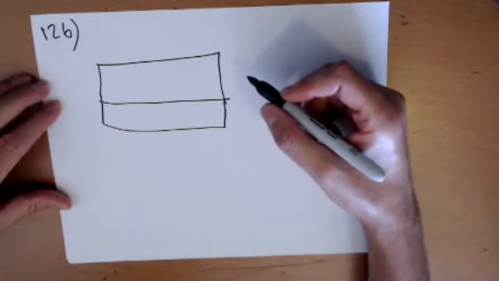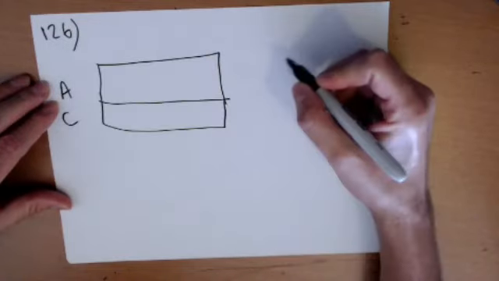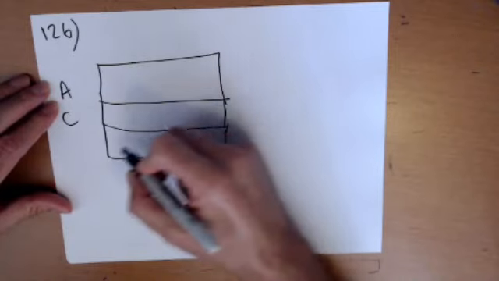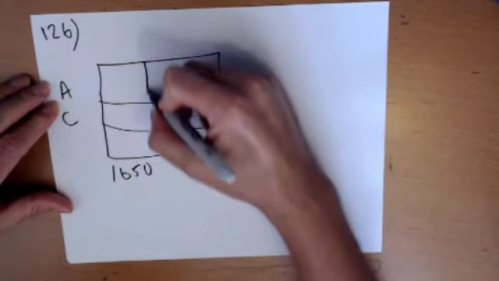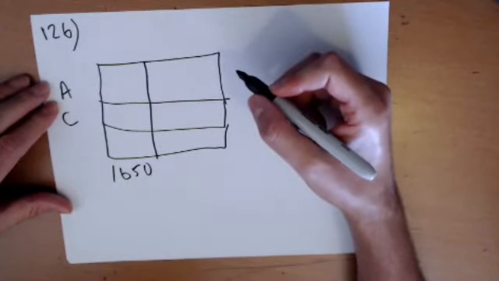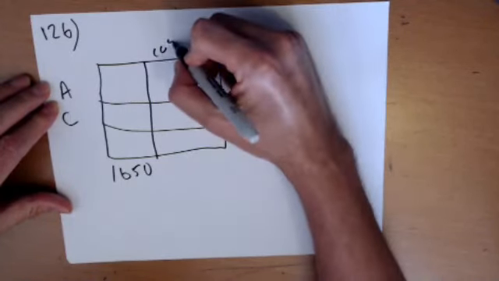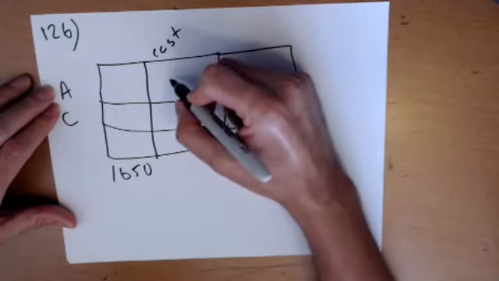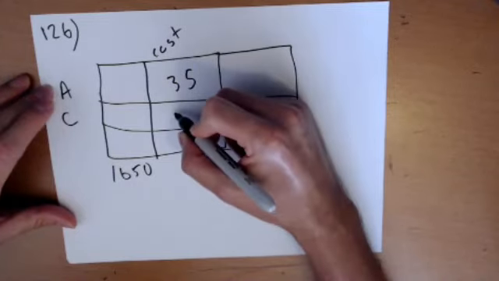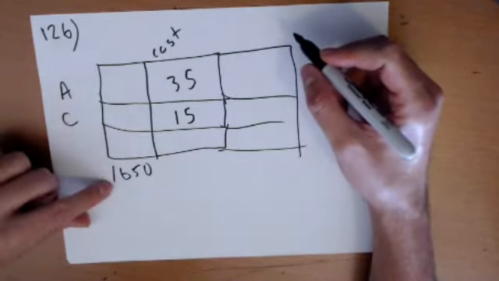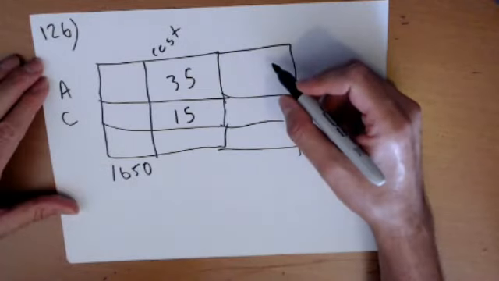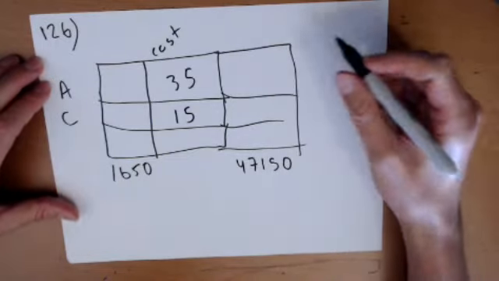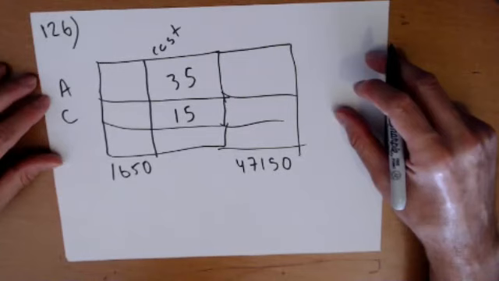So we have adult tickets, kids tickets, total receipts for 1650 tickets. So 1650 total tickets. Cost. So the adult tickets are 35, the kids tickets, children, C, 15, 1650 total tickets, and then they made a total of 47150. So right now you should be saying, hey, this is exactly what we did before.